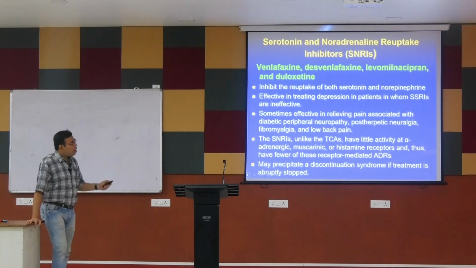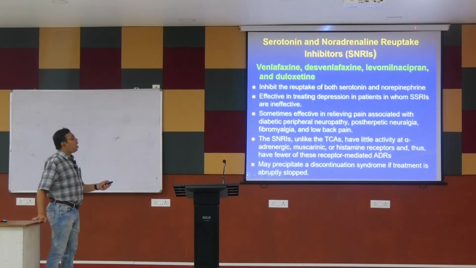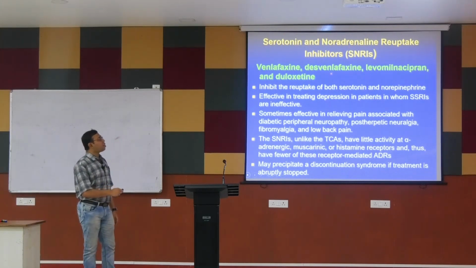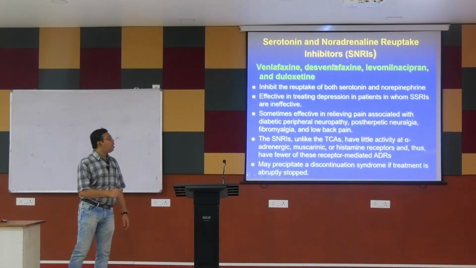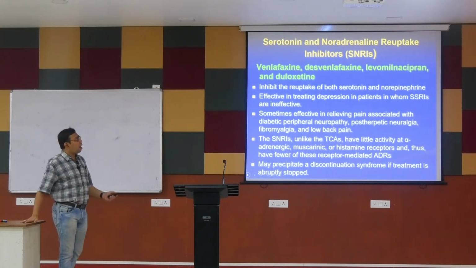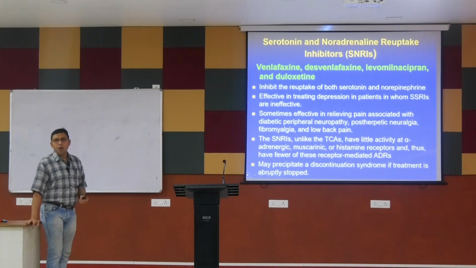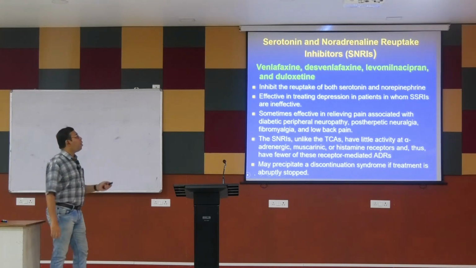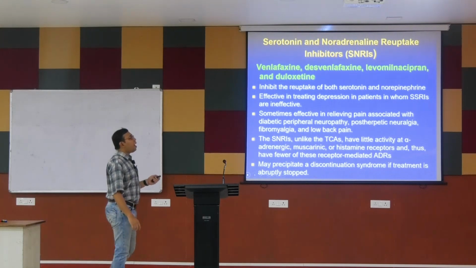SNRI, this is important. SNRI is the serotonin and noradrenaline reuptake inhibitor. Now in our country we have venlafaxine and duloxetine. Desvenlafaxine is also there, but levomilnacipran is not available. Just remember duloxetine and venlafaxine fall under the group of serotonin and noradrenaline reuptake inhibitors.